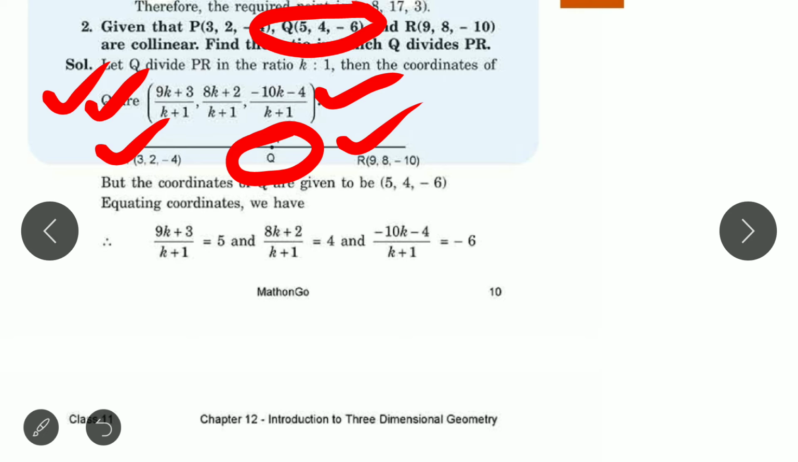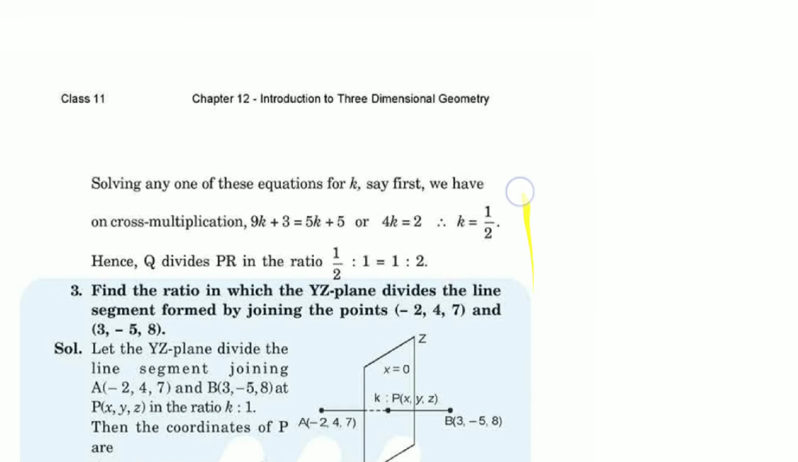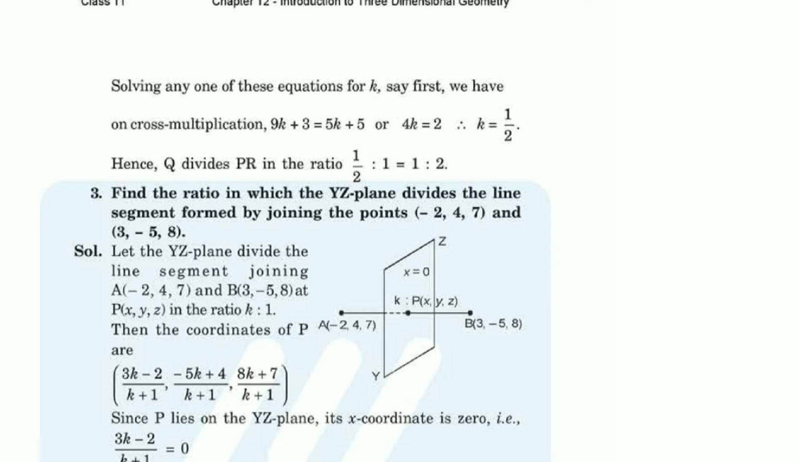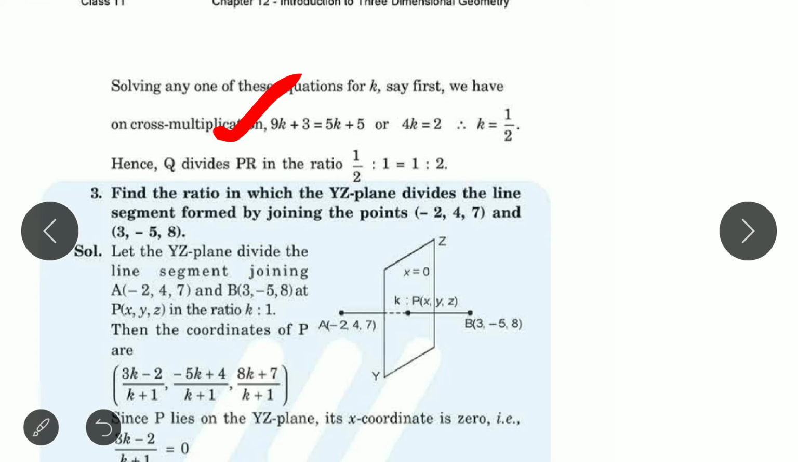Now, you need not go for all the 3 equations. Any one equation you can consider out of the above three, and then we can solve this equation and find out the value of k. So here, if you consider the first equation, 9k+3 = 5k+5. If you solve this, you get the value of k to be 1/2. Hence, the conclusion: Q divides PR in the ratio 1:2.